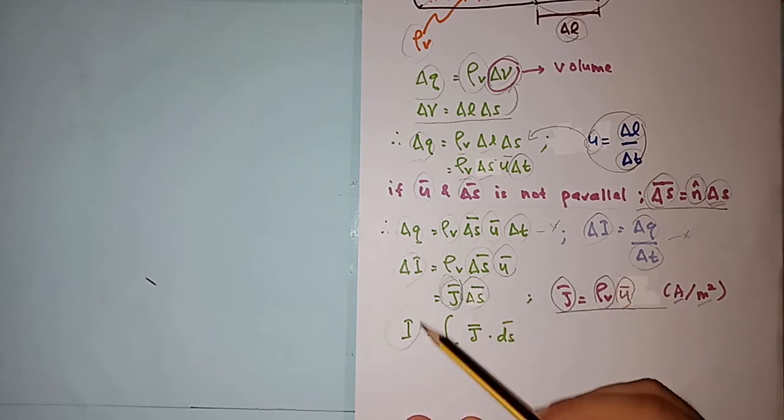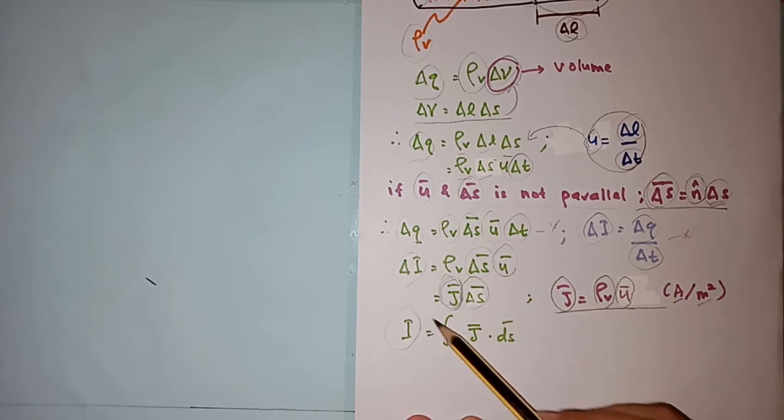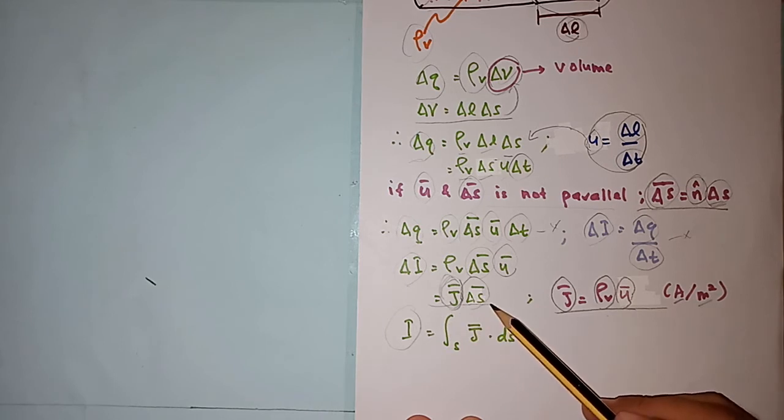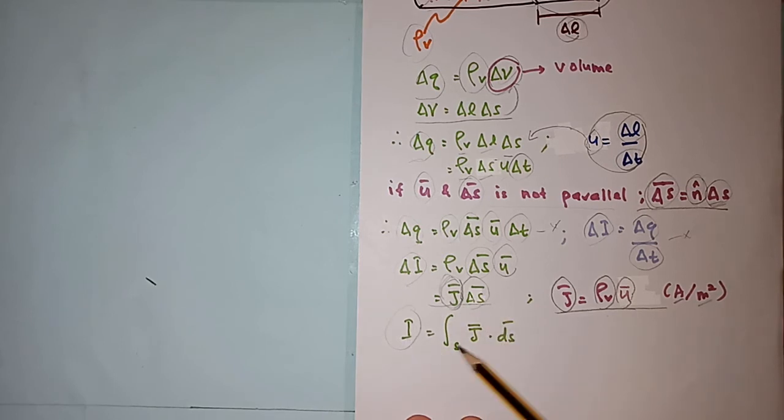So in order to find the total current, we need to integrate this expression. Therefore we will have I is equal to the surface integration of vector J dot the vector of surface.